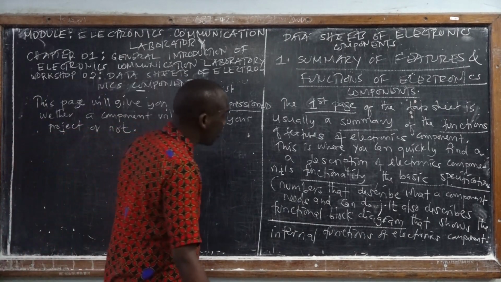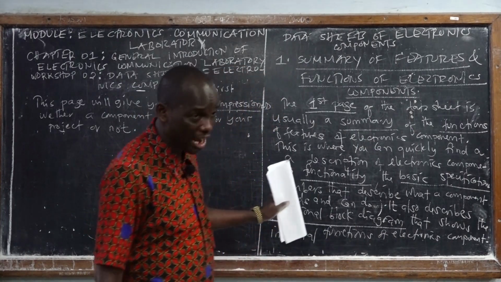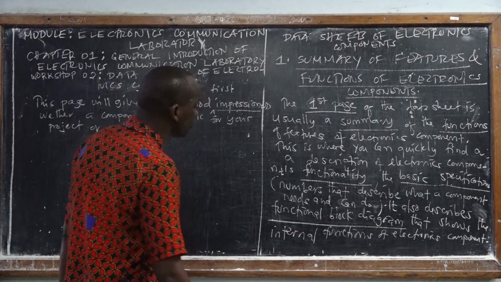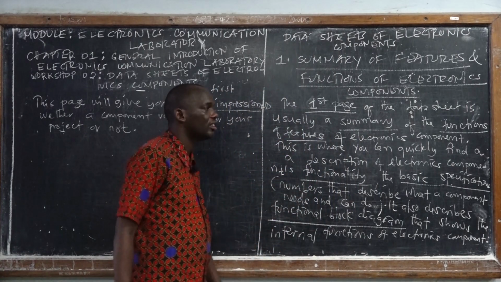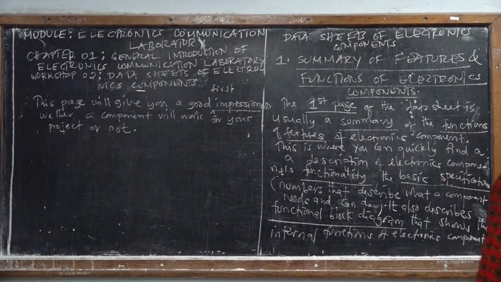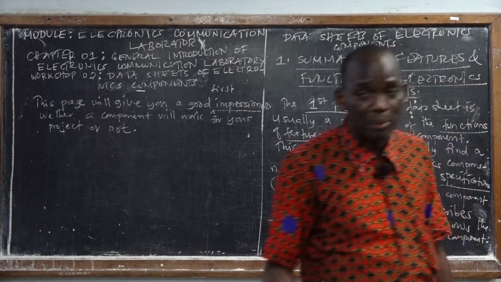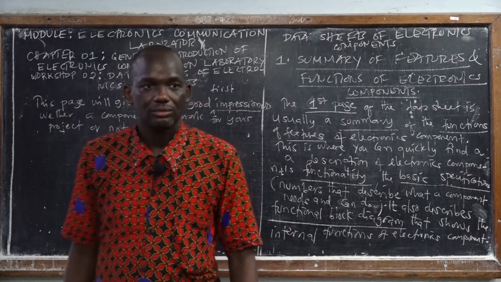The first page of any data sheet, because we say summary, and this is introductory, we say it is introductory page. The first page of the data sheet is usually a summary of function and what? A summary of functions and features. Whether that electronics component has 50 pages or 40 pages or 1 page or 10 pages, the first page will give you a summary of functions and features of electronics components. Are we together?